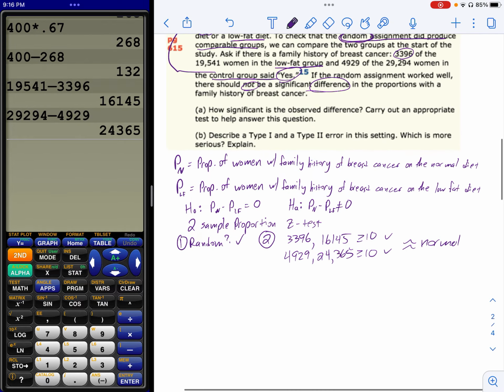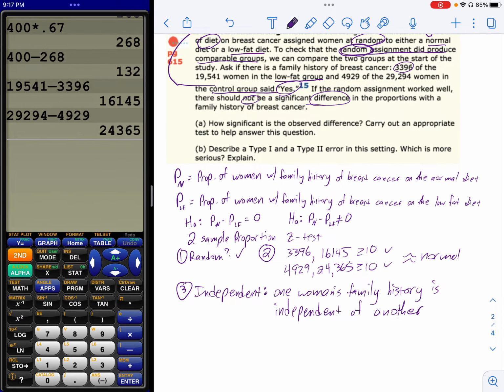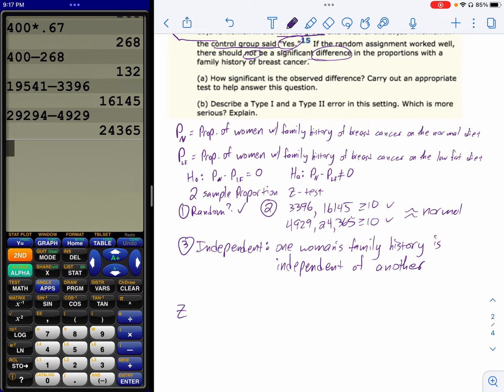Lastly, independence. Maybe you could just say one woman's family history of breast cancer is separate of another. I'll just say that. One woman's family history is separate of another, is independent of another. All right. Then we'll get into the Z formula.